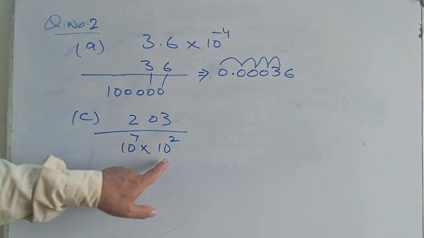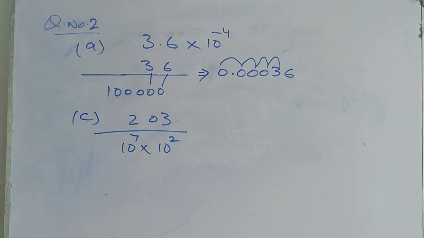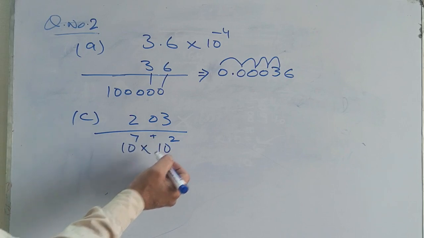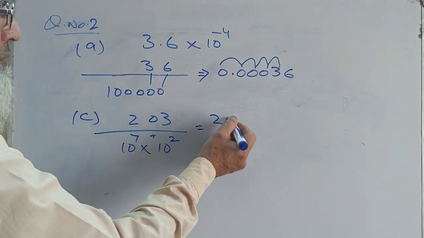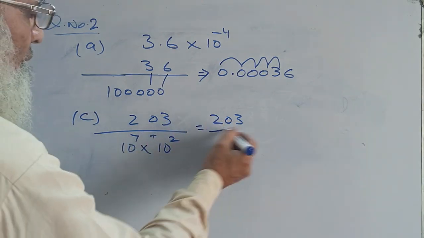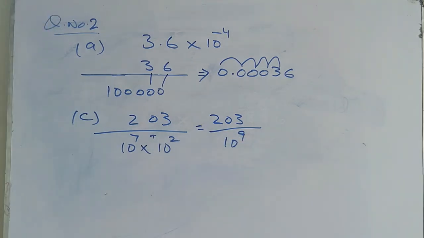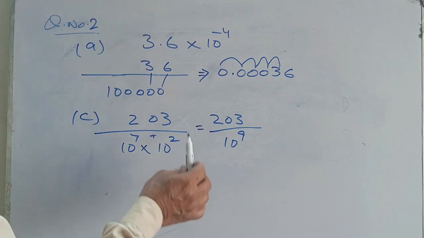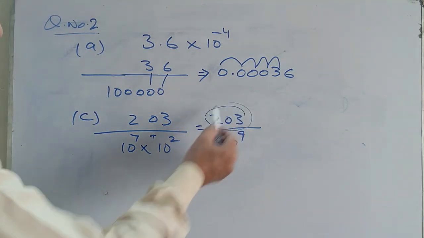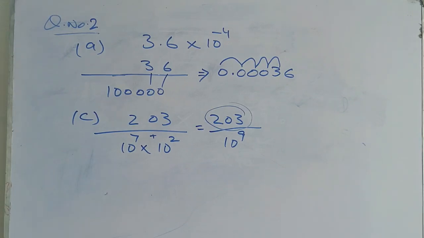Now you see that when bases are same, you have to add the powers. 7 plus 2 is equal to, now this is the digit without any point. Now this is the 0 without any point, so it will become 9. Okay. Now from 9, 3 of the zeros have been consumed.